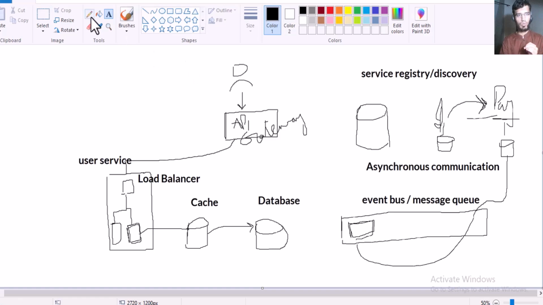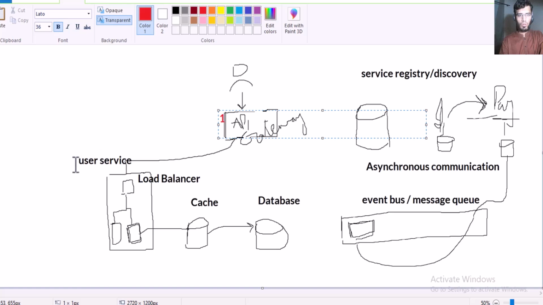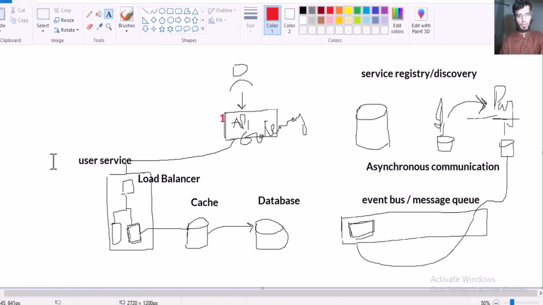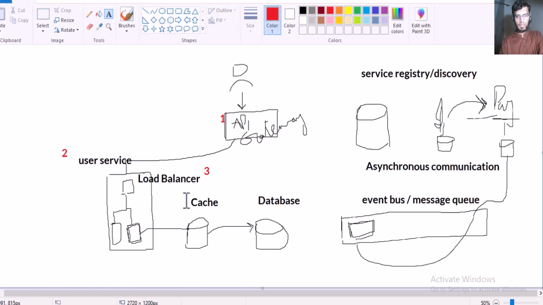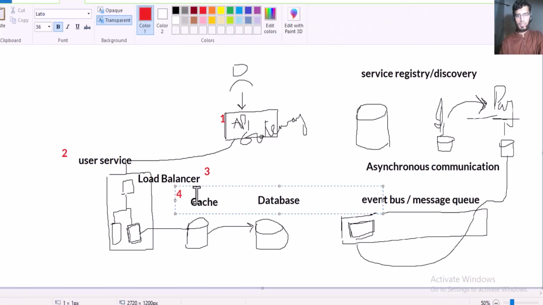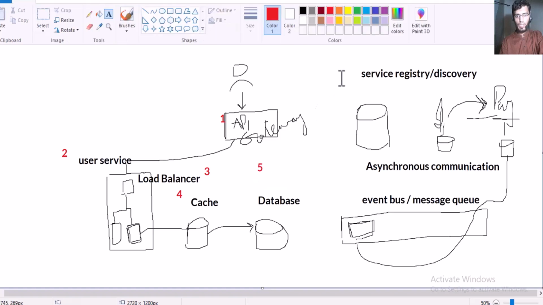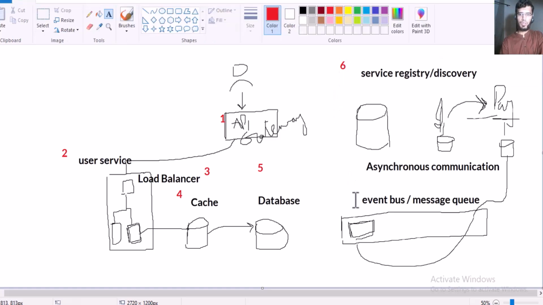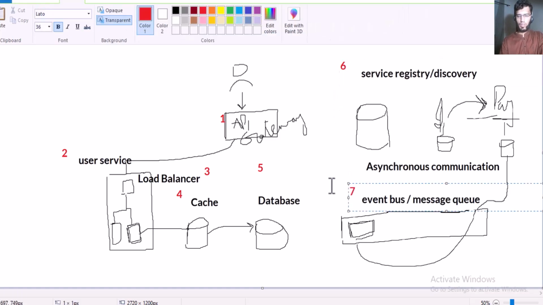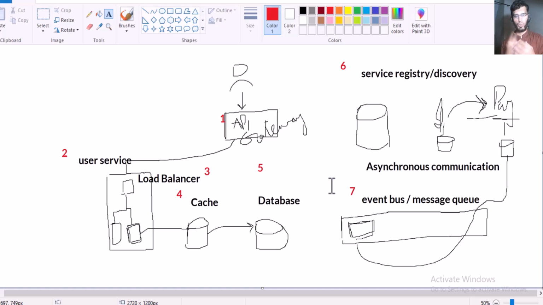So till now we have studied the components of API gateway, then users, then microservices, then load balancer, caching, database, and service registry. And now I covered the message queue. So there are two more.